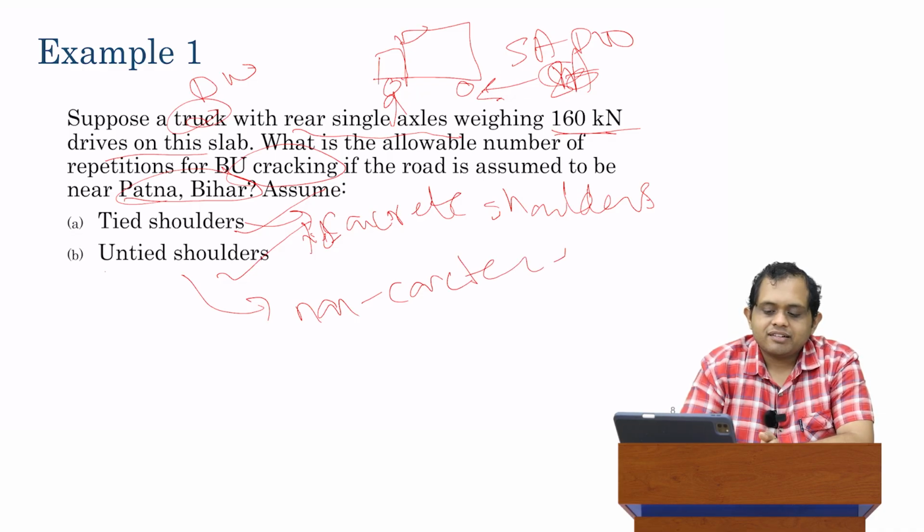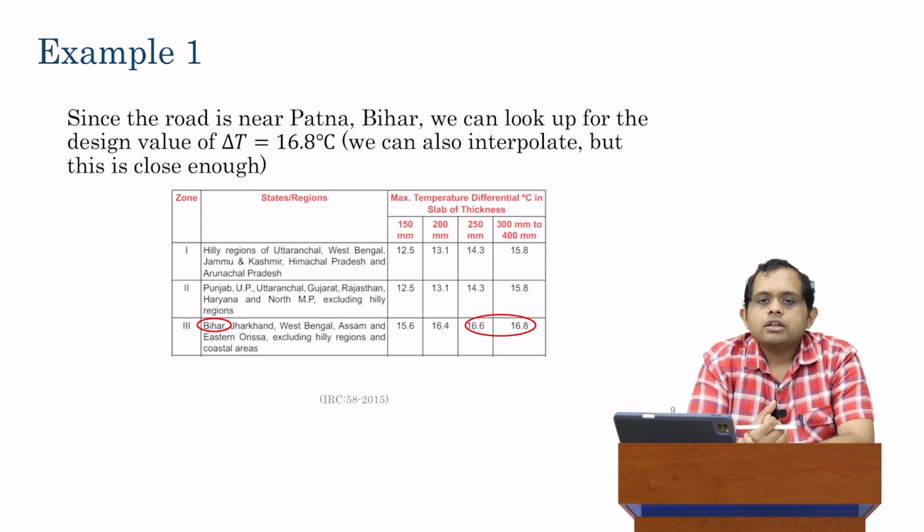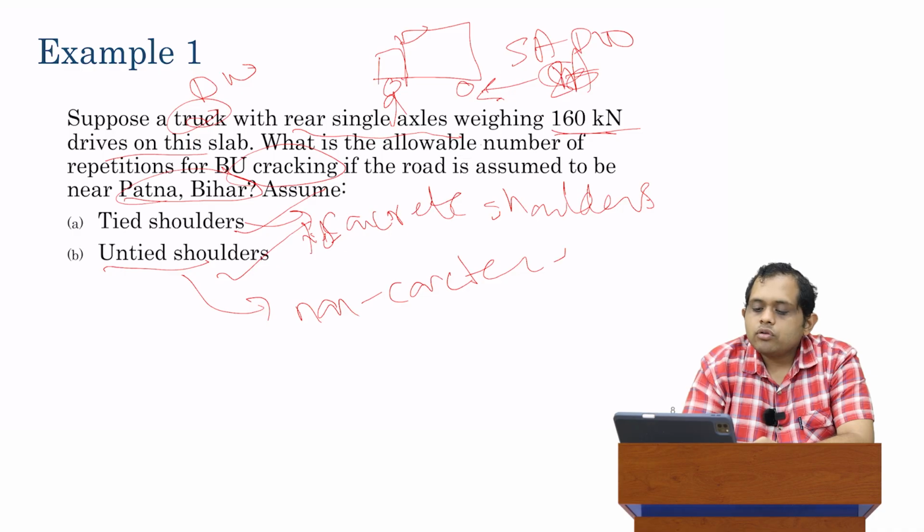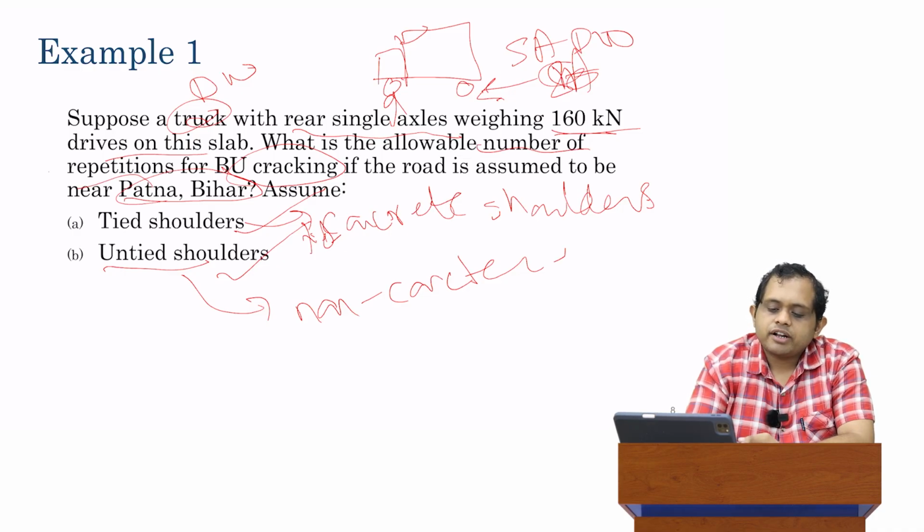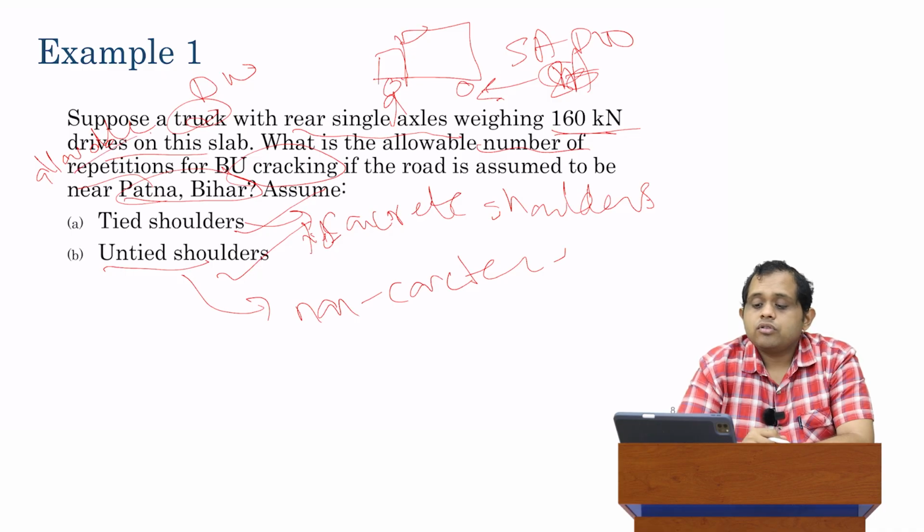But that's basically an untied shoulder. Okay. Now, we are basically being asked to calculate the number of allowable repetitions. We are asked to calculate the number of allowable repetitions for this particular condition for bottom-up cracking only, for tied shoulders as well as untied shoulders.